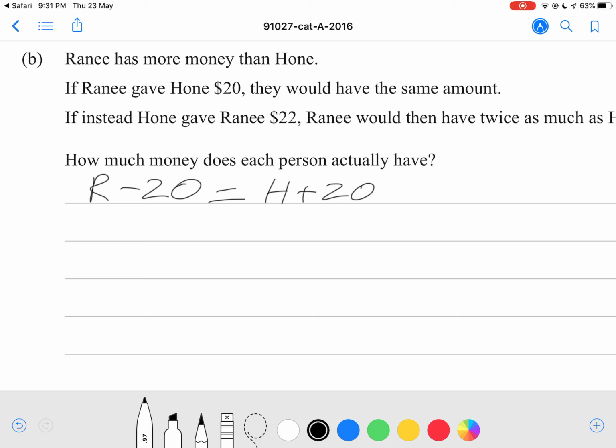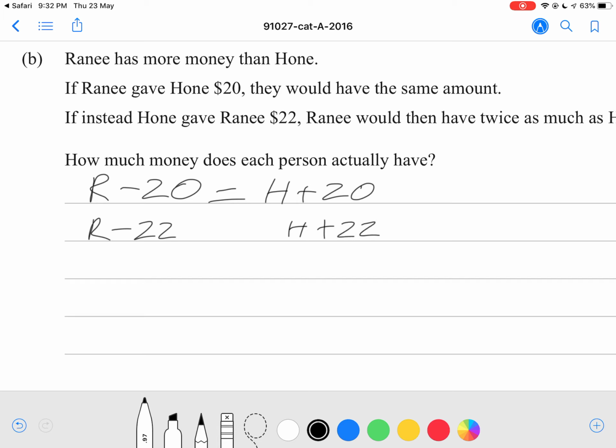So instead, if Hone gave Rene $22, Rene will have twice as much as Hone, okay? In this case, Rene is giving away $22 to Hone, and then Hone will have twice as much as Rene now, okay? So Rene loses $22, and Hone will gain $22 from Rene, okay?